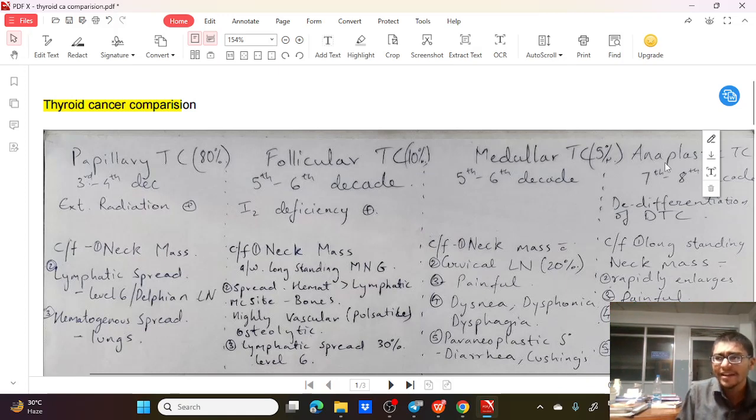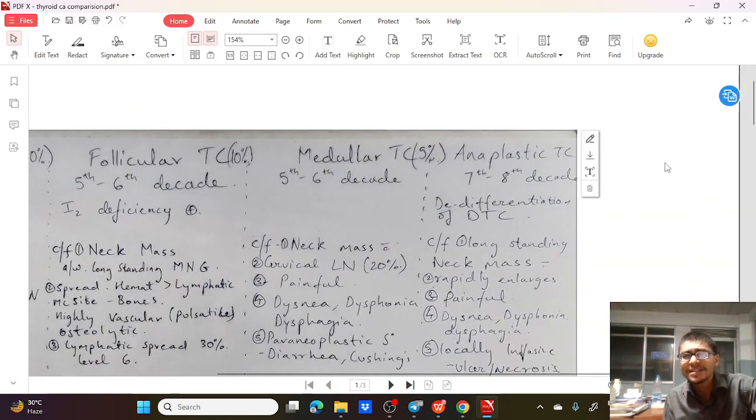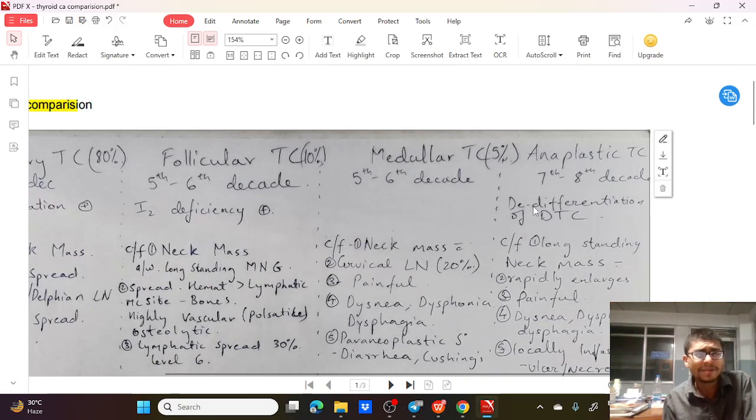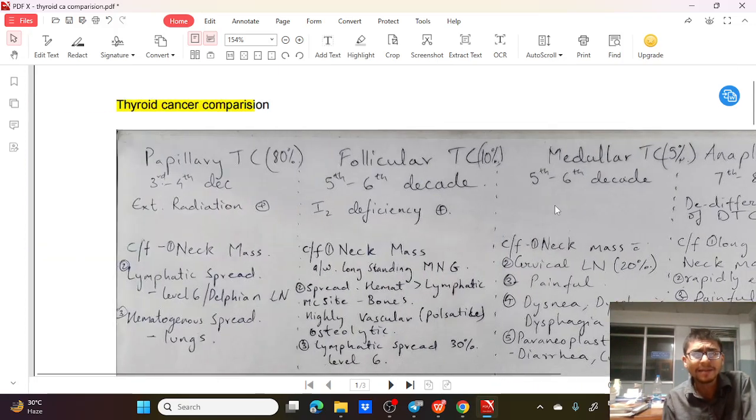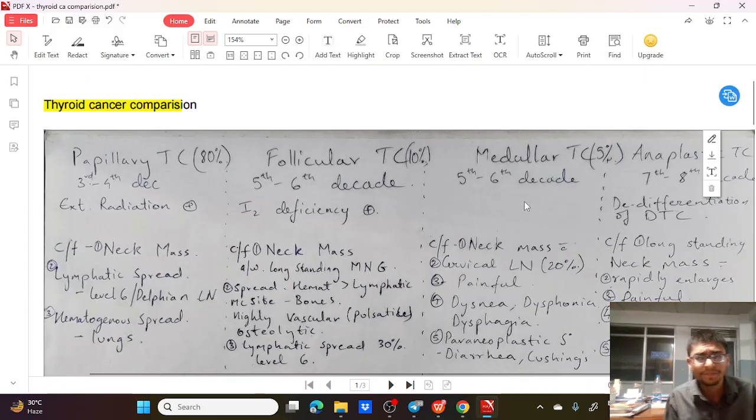Then comes the anaplastic thyroid cancer. It is seen among older people, the 7th to 8th decade, that is 70 to 80 years of age, and it can be seen in differentiated thyroid cancers after a long time, when they de-differentiate. So papillary, follicular, and medullary are the most common cancers, and anaplastic is less common.